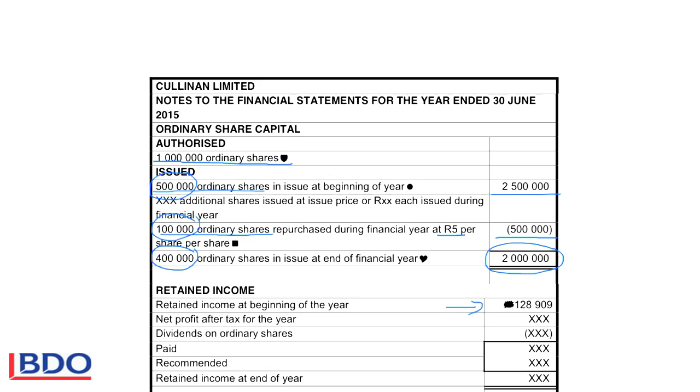If we decide to repurchase shares at a higher price than the original issue price of 5 Rand, then you will only be able to record under capital that capital was reduced with 5 Rand per share, and the additional amount, if you, for instance, buy it back at 6 Rand, will be shown under retained income. Then the 100,000 times 1 Rand, that's more than the amount that you originally issued it for, will be taken out of retained income.